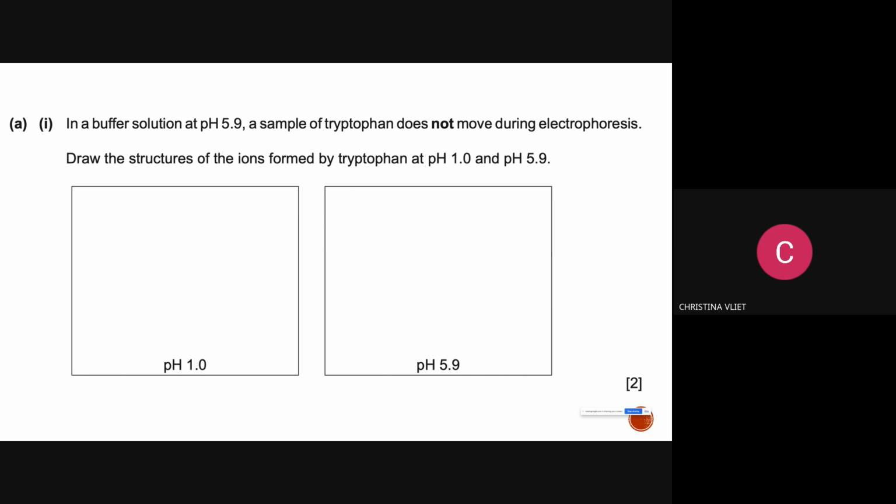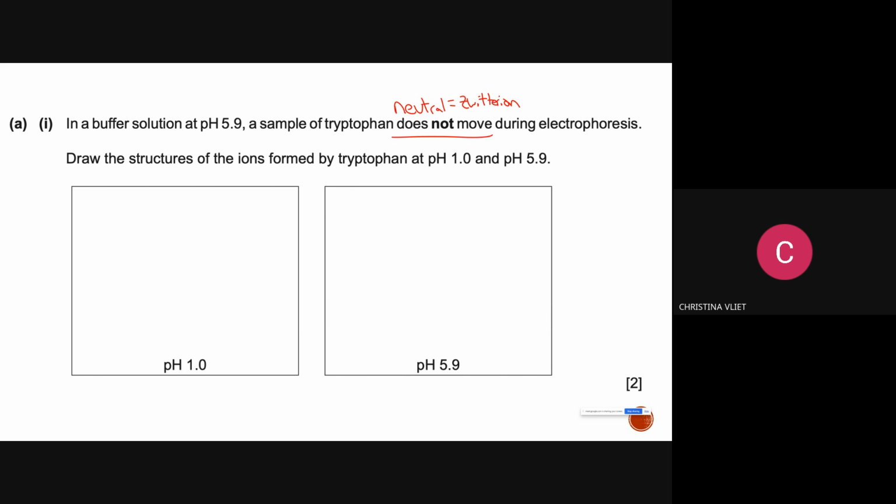Because it has to be neutral. If you put something neutral into electrophoresis, it's not going to be attracted to the positive end or the negative end, so it's going to stay right where you place it. So if it says it does not move, this means that it's neutral, which means that it is the zwitterion that we are looking at. In a buffer solution of pH 5.9, it does not move during electrophoresis. That means we are at the isoelectric point at a pH of 5.9.